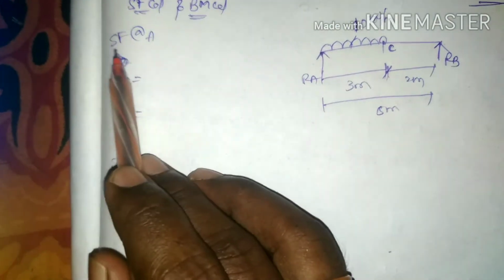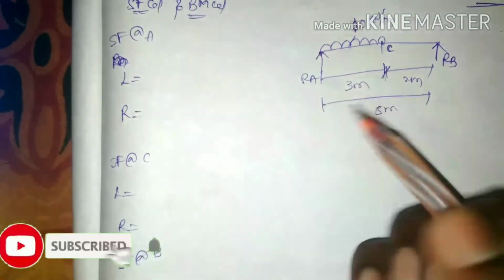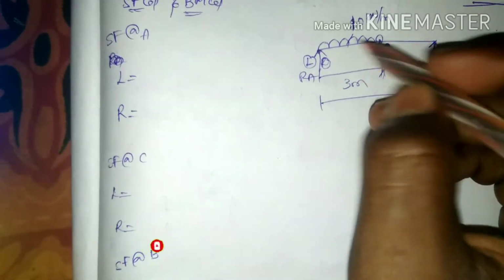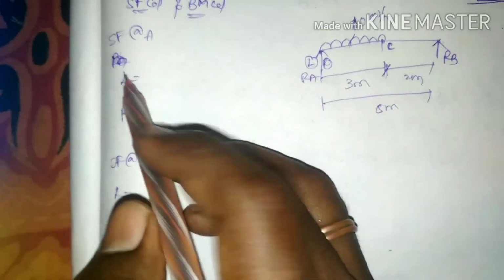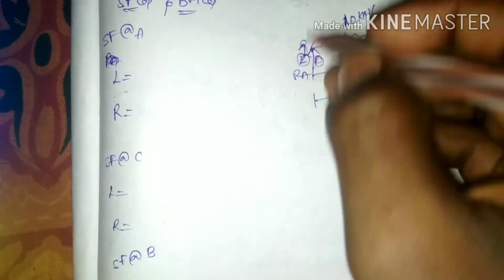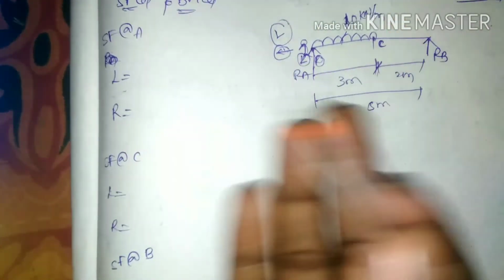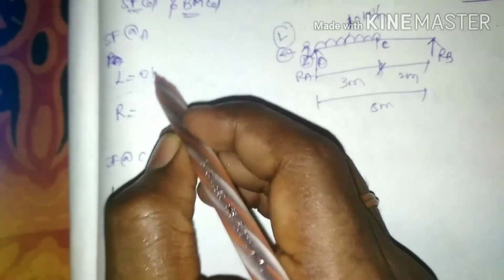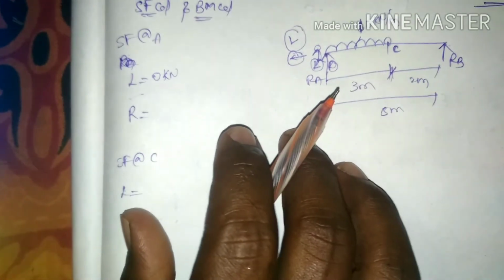Shear force calculation and bending moment calculations. If I want to take the shear force at A, I am going to consider the left and right of the supports or any points of the beam. Similarly, for shear force at A, when I stand just left of A and look to the left side, I don't find any loads or any supports, so it is going to be 0 kilonewtons.